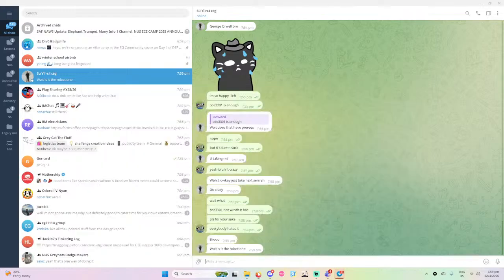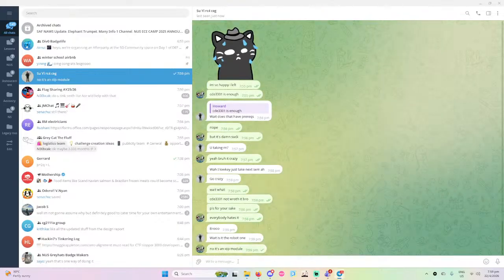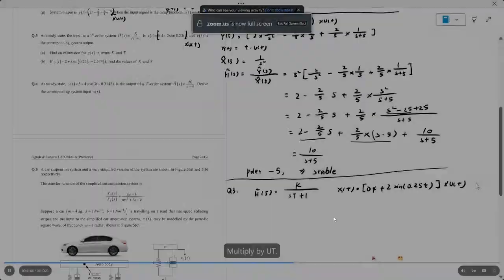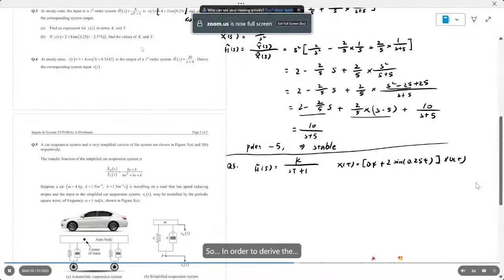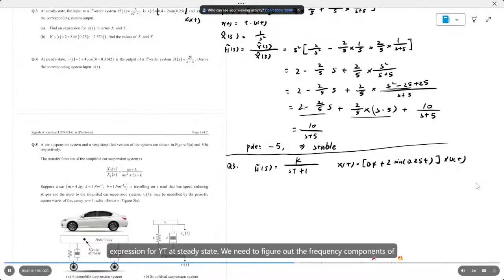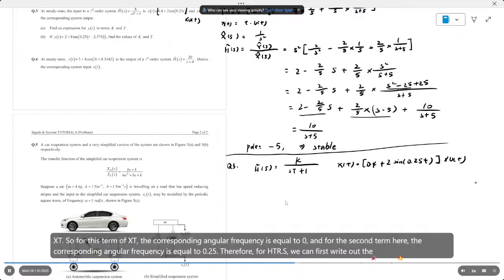So for Q3, we know that H(s) is equal to K over Ts plus 1, and x(t) is equal to 0.4 plus 2 times sine 0.25t, multiplied by u(t). So in order to derive the expression for y(t) at steady state, we need to figure out the frequency components of x(t). So for this term of x(t), the corresponding angular frequency is equal to 0. And for the second term here, the corresponding angular frequency is equal to 0.25.